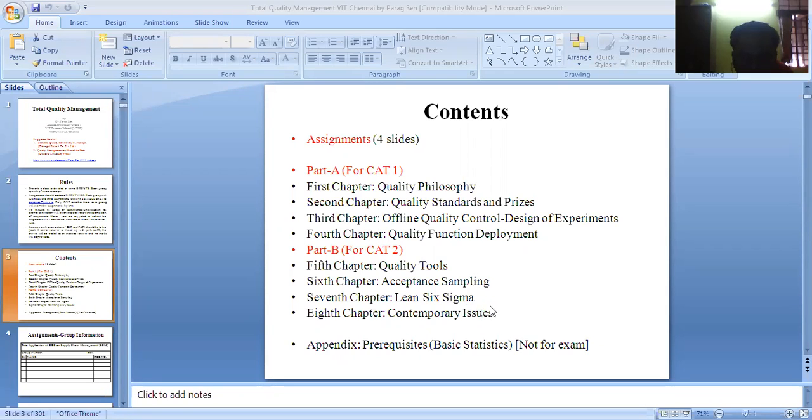The links that I have provided, basically the earlier class link, I have given. So we have completed the part of design of experiments. We have completed the part of full factorial design.